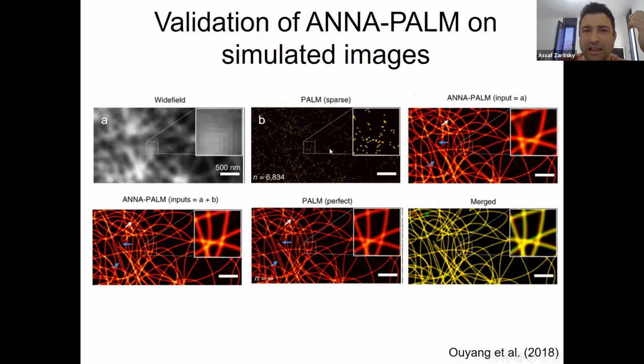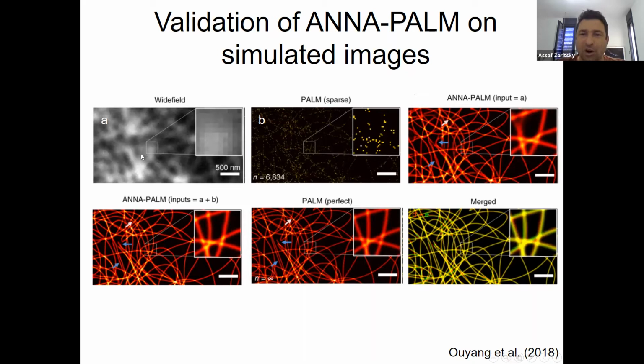And this is the perfect PALM. These are simulated images, so here they use simulation. This is n to infinity. Here they simulated what happens if you do PALM on a lot of images. This is the best you can get. And this is what ANNA-PALM gave you, which you see is quite good. This is from the wide field alone, which is already pretty good.